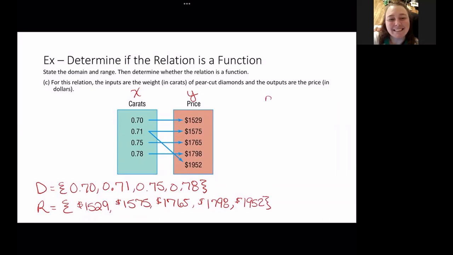Okay, so is this a function? Well, remember, for every x, we can only have one y. What's going on here? So for this one, we've got two different y's. So the answer is no. So if I have a 0.71 carat diamond, pear cut diamond, my price can either be 1575 or 1925. I'll take the cheaper one, but that's okay. But that is what, in essence, makes it not a function, is the fact that it has two different prices associated with it.